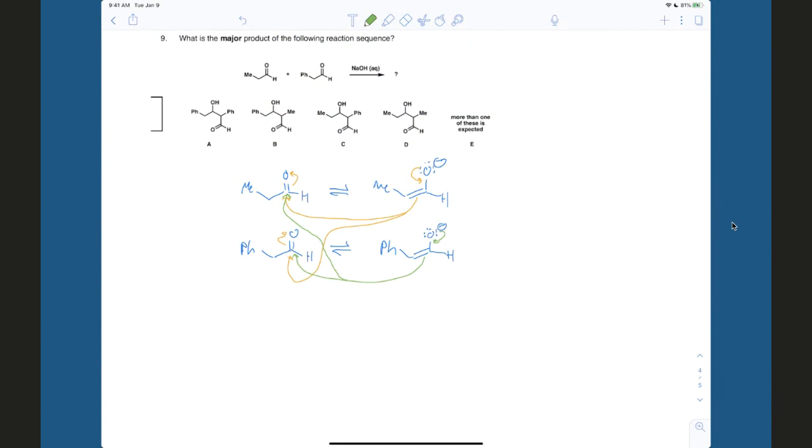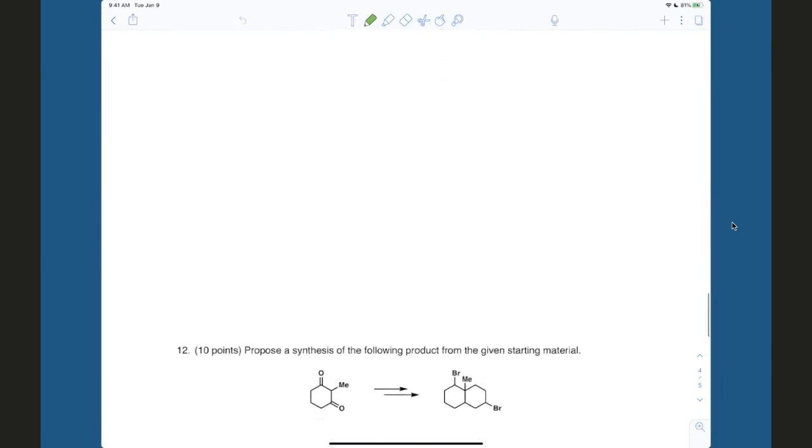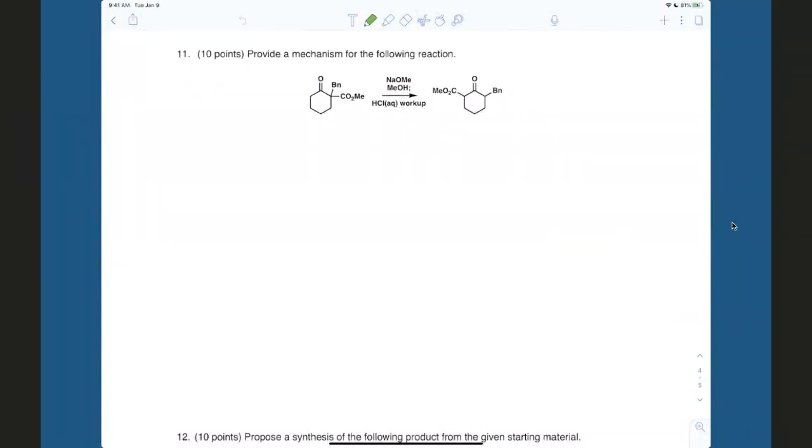Mechanism number 11. Was I getting spicy with mechanisms? Oh, I was getting spicy. This is great. Cool. This is one of my favorite problems. So how do you guys think? What can happen to this molecule? There are 3 different ways that methoxide can react with this starting material. Let's see if we can at least come up with the 3 to get you started on it.